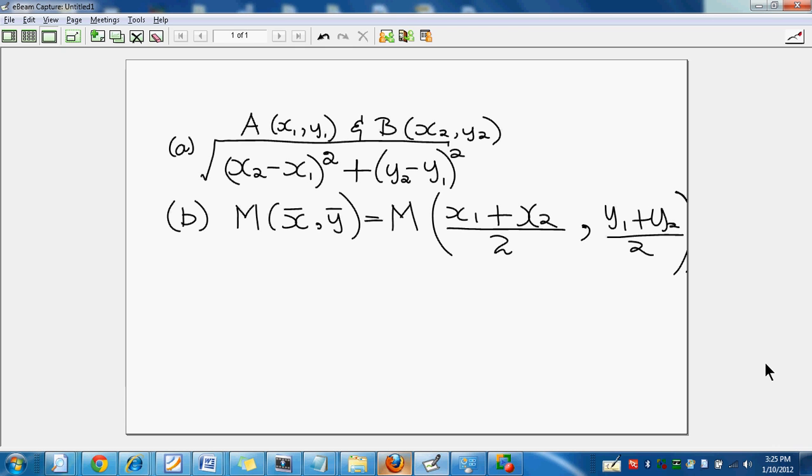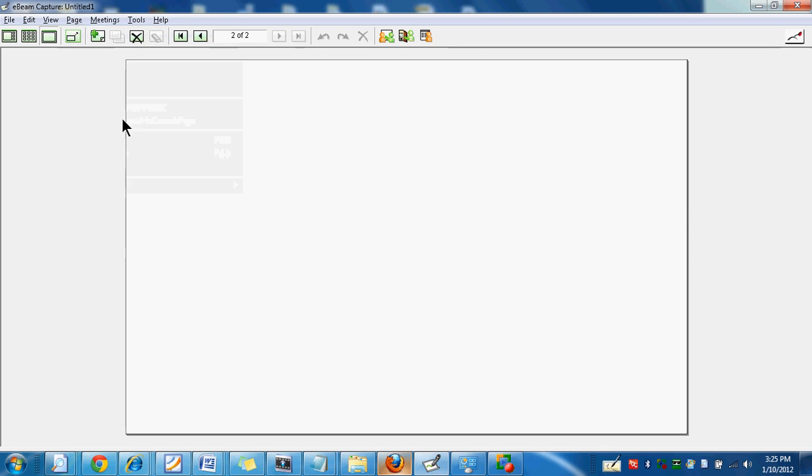Okay? Your next note below that will be, and this will be for everybody now, the heading: Sketching of lines of the form y equal to mx plus c.